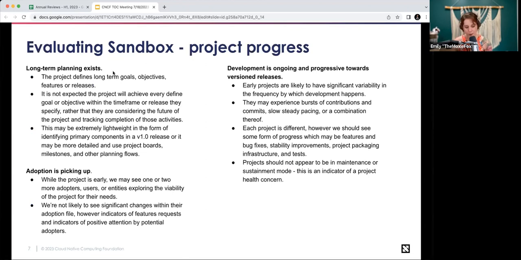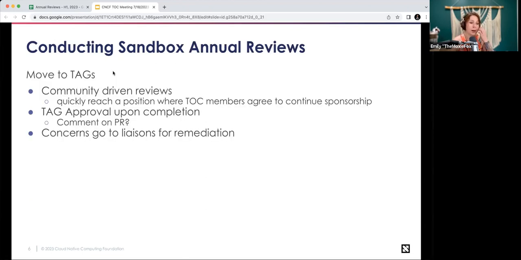Let me go back one slide. In the past, we had annual reviews that were executed by TAGs. During that time, there wasn't really any guidance on what needed to happen as part of an annual review process by a TAG member or by a TOC member. And in fact, we don't have this clearly documented today. We do have a template that Sandbox projects fill in when they submit for their annual review, but it's not necessarily consistent across all the projects that are completing the various areas.